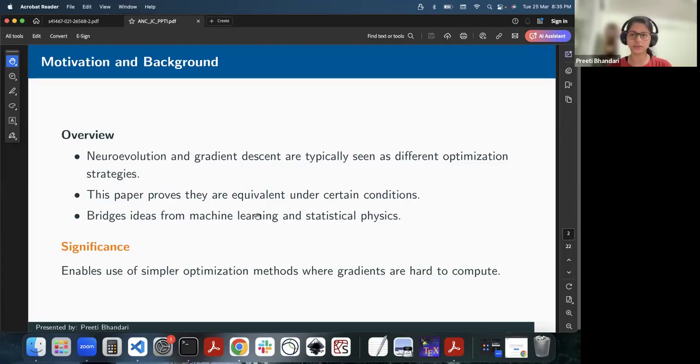And this is not a new idea. This is already established in statistical physics, where we talk about Langevin equations and Monte Carlo simulations. And this paper is trying to bridge these ideas for machine learning and statistical physics. So one of the significances is that it enables use of simpler optimization methods where gradients are hard to compute.